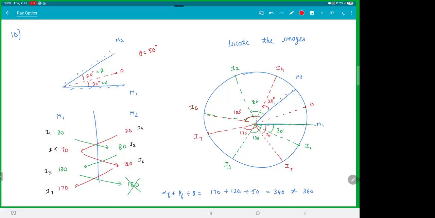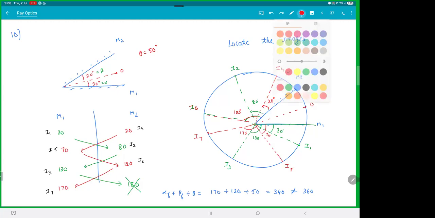Are you getting how they're going? So basically, these angles will tell you. From M1, draw 30, 70, 130, 170, you'll get 4 images. On the M2 side, draw 20, 80, 120, you'll get 3 images. You're done. That is how we can look at it. Is that making sense? That was easy.